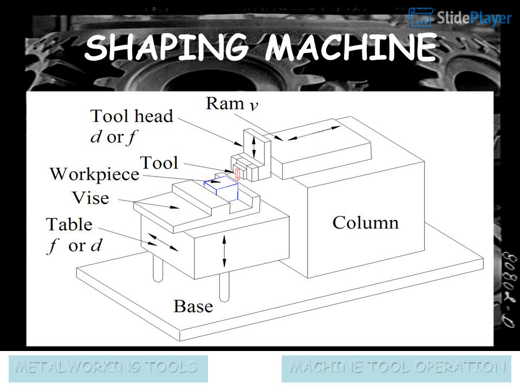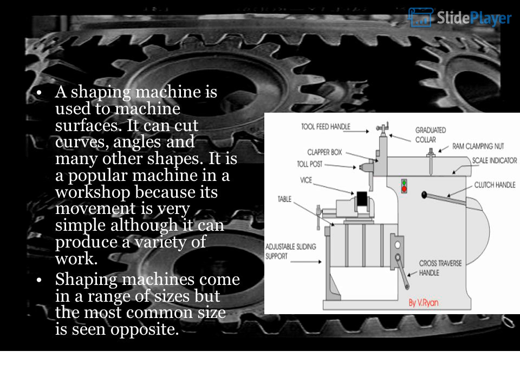Shaping machine. A shaping machine is used to machine surfaces. It can cut curves, angles and many other shapes. It is a popular machine in a workshop because its movement is very simple, although it can produce a variety of work. Shaping machines come in a range of sizes, but the most common size is seen opposite.